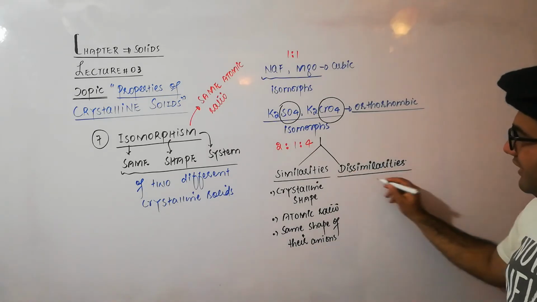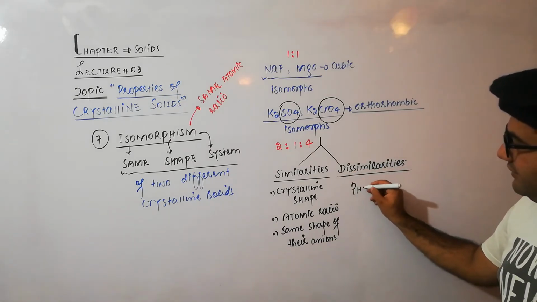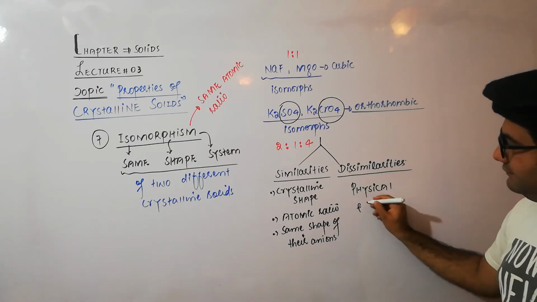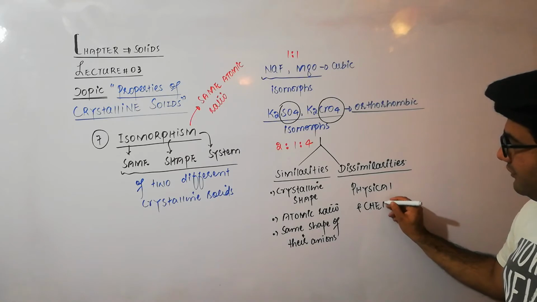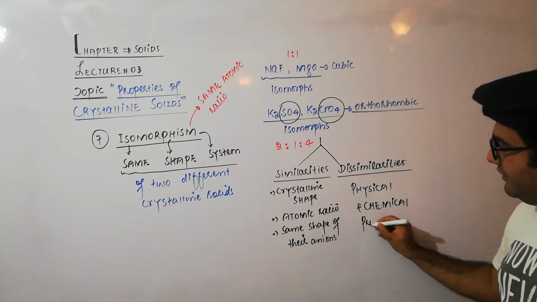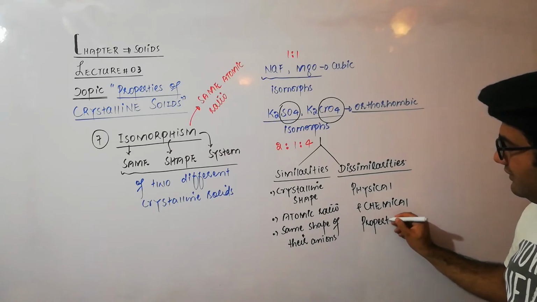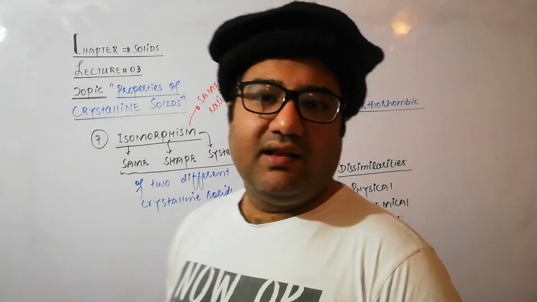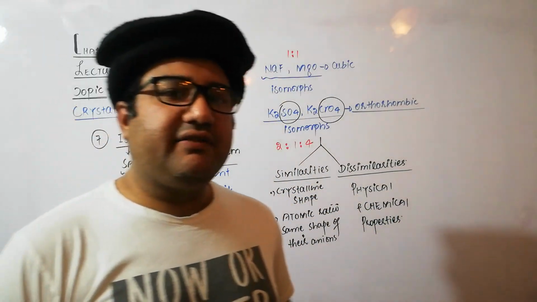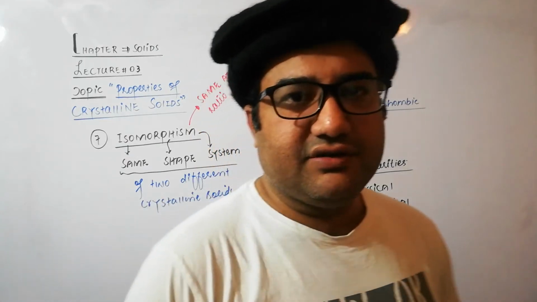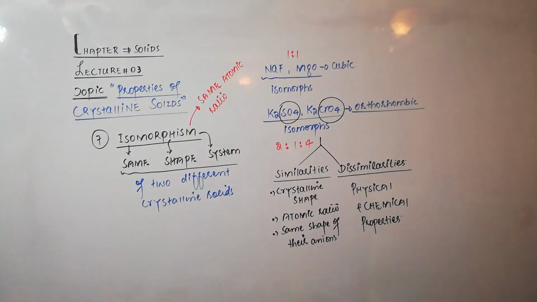What are the dissimilarities between them? They have different physical and chemical properties. Their physical properties are different because of their different formulas and different molar masses, and their chemical properties are different because of the different electronic configuration of the atoms. So physical and chemical properties are different.